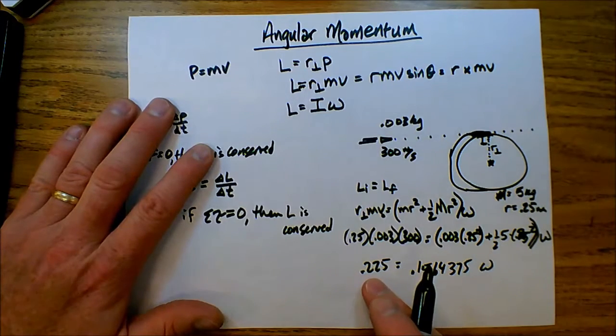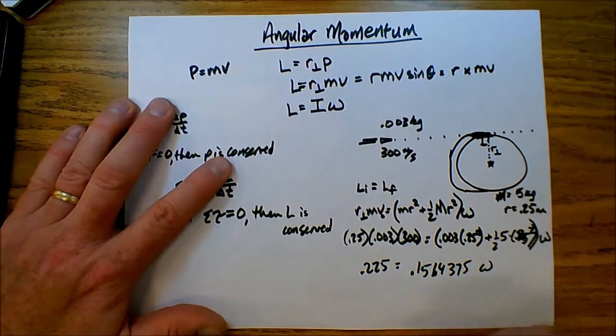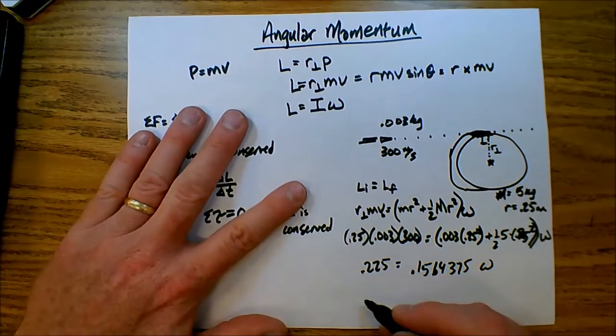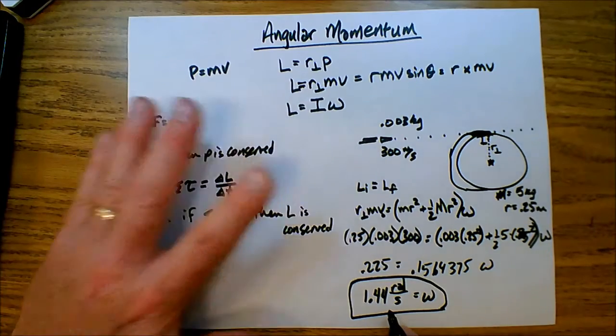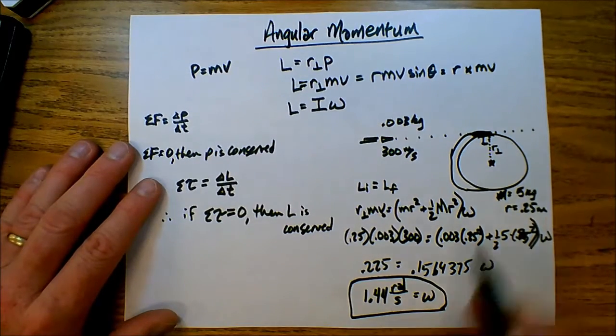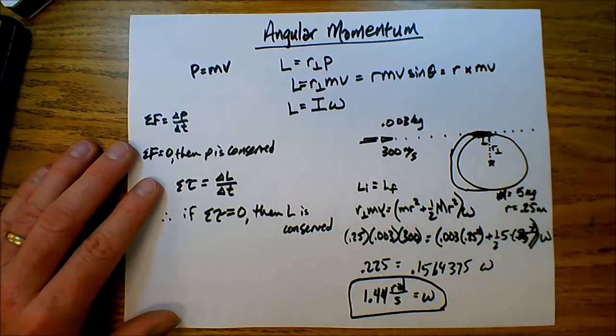Then I divide both sides over, I end up with 1.438274071, or let's just round that to three significant figures, 1.44. That's going to be radians per second equals my omega. So that is the angular velocity of the wheel after the bullet has struck and become embedded in the wheel.